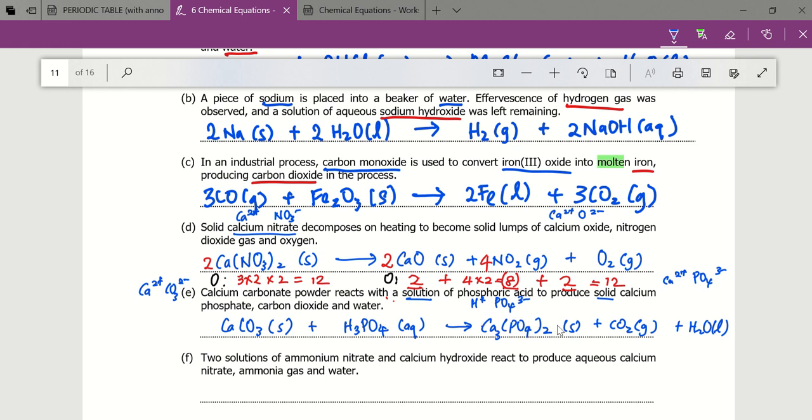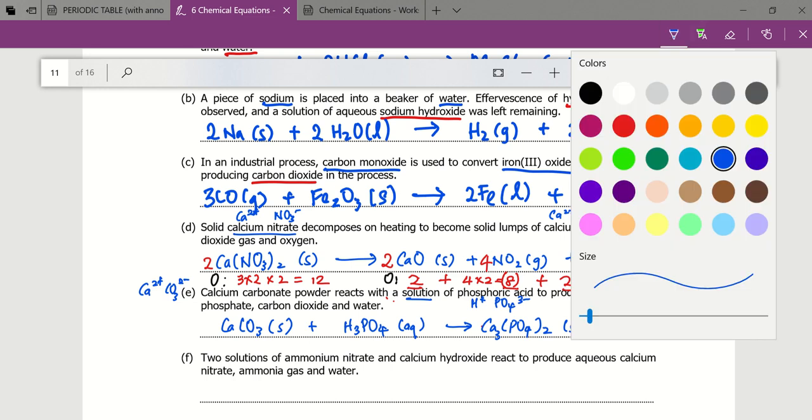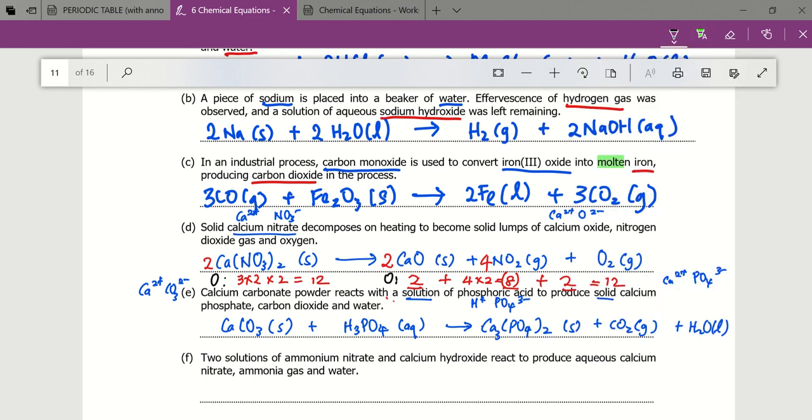Our most complicated formula here is calcium phosphate, and also looking across the equation, phosphate ion appears on the left and also on the right. So for this type of equation, you can just balance the phosphate ion as a set. Okay, and you don't have to break up the phosphorus and oxygen separately. This is easier to balance it as a set.